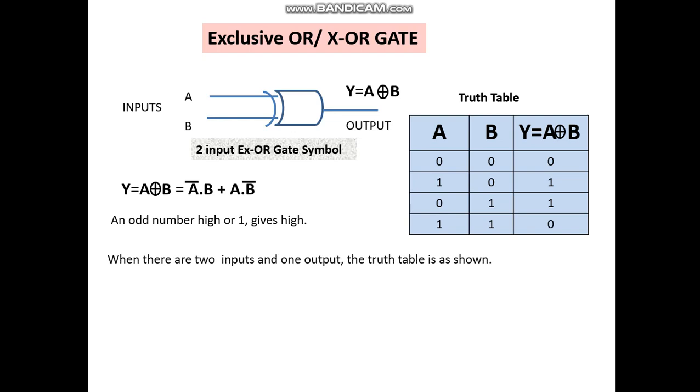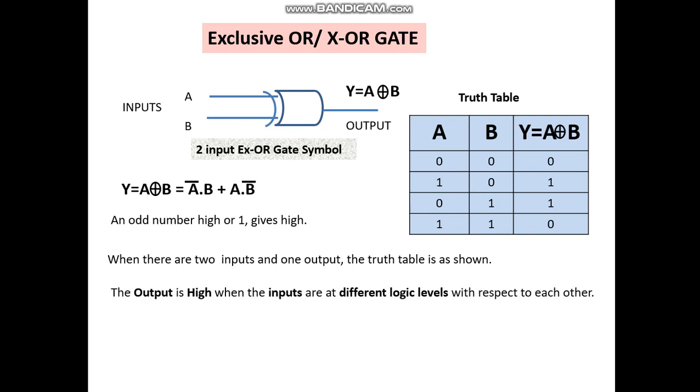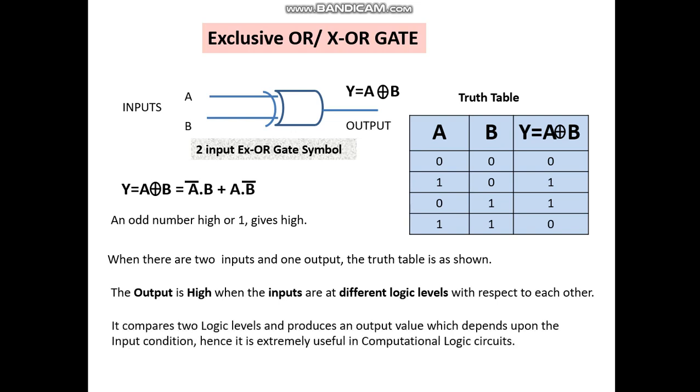When there are 2 inputs and 1 output, this is the truth table shown here above. The output is high when the inputs are at different logic levels with respect to each other. It compares 2 logic levels and produces an output value which depends upon the input condition. Hence, it is extremely useful in computational logic circuits.